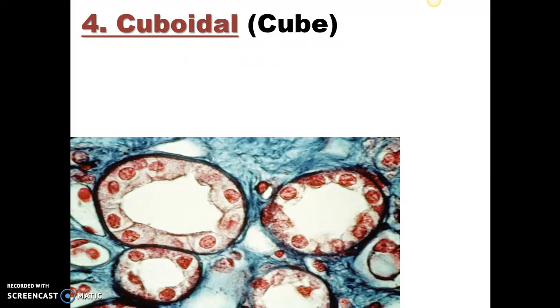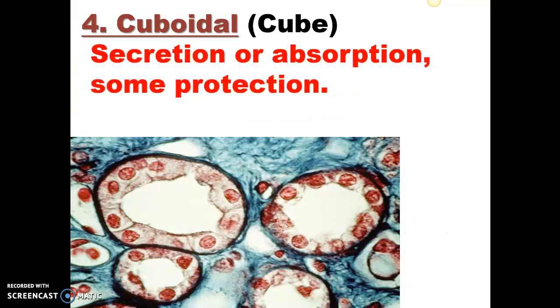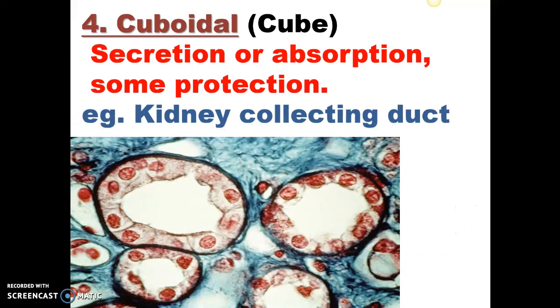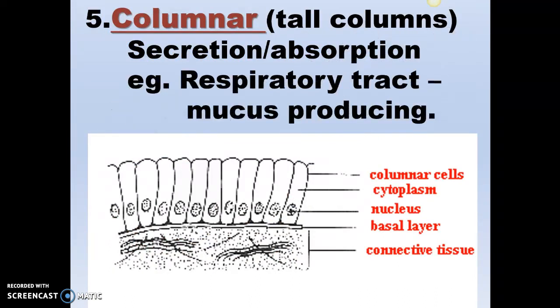Cuboidal, this one's been differentially stained, so it really pops. Your test is going to be black and white, so don't get used to this. Again, cross-section through these ducts for absorption or secretion. Some protection, but not really much. Kidney collecting duct. Yeah, these are probably through some nephrons here or something. Columnar is your tall column, for absorption in the respiratory tract, and they produce mucus.